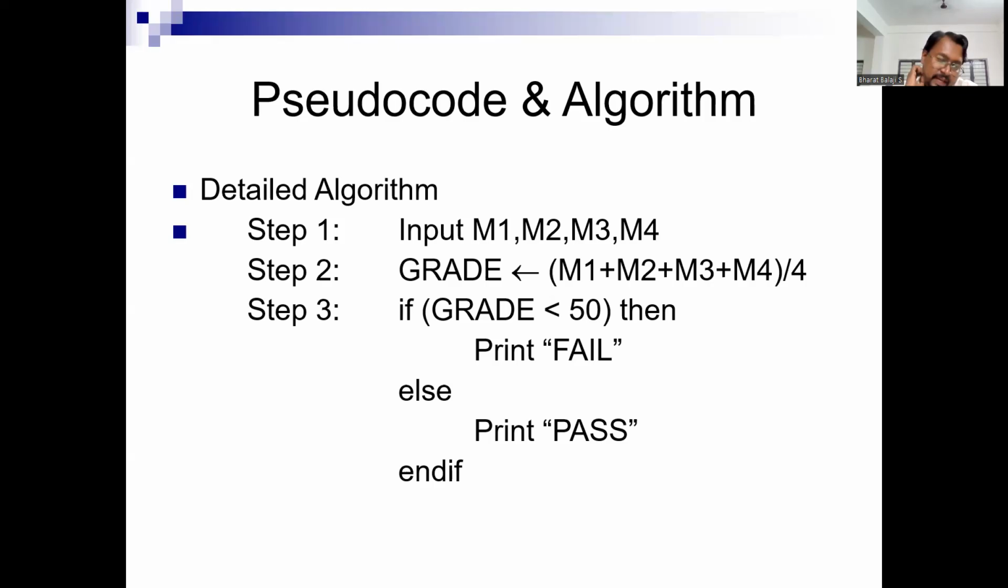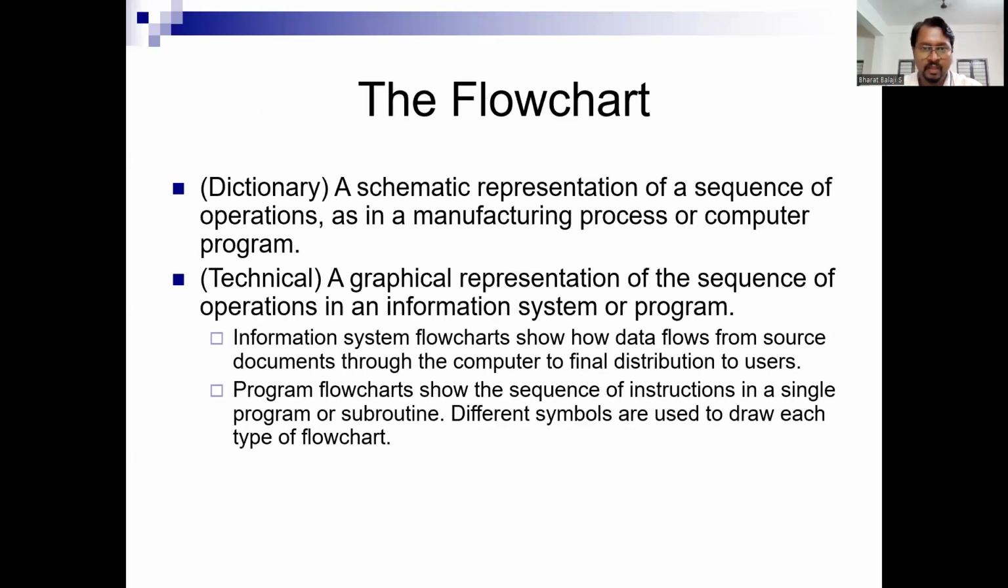Okay, that means if the grade is above 50, then the else part will be executed, that is, it will print pass. We are going to end the if here. This is a detailed algorithm, also known as pseudocode. Coming to the flowchart: after completion of the algorithm, we are going to draw a flowchart, which is a pictorial representation of an algorithm.